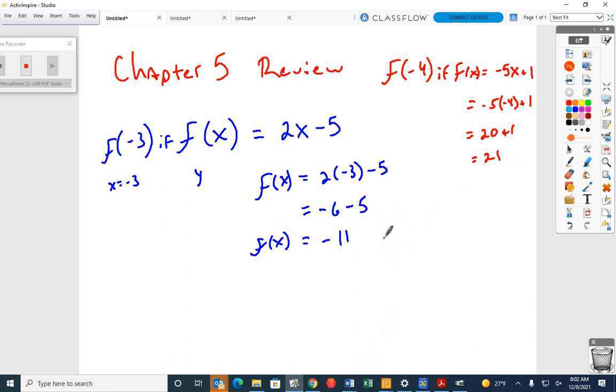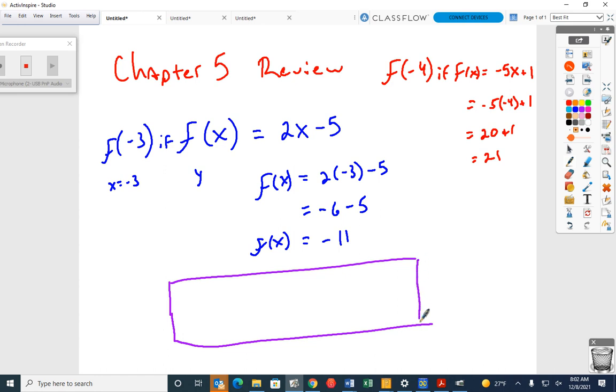I'll work down here. You also had some function tables. Now, we used tables on almost every lesson in this chapter, didn't we? We used function tables. If all you're finding is an f of x, you still have an x value, then you have, let's say, f of x equals, we'll make this one easy, 2x plus 1.